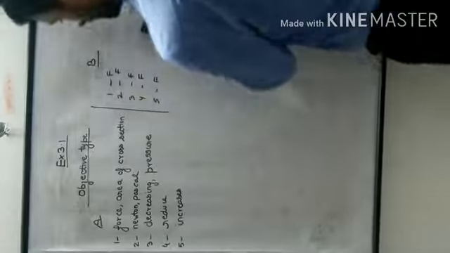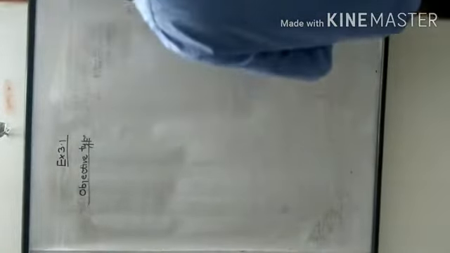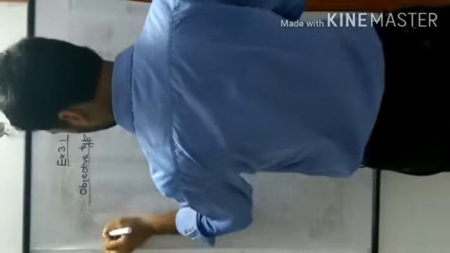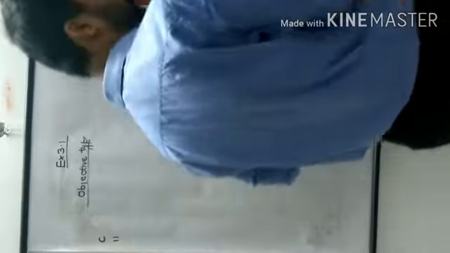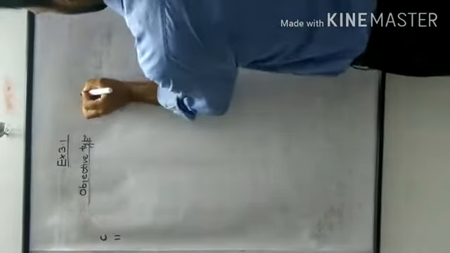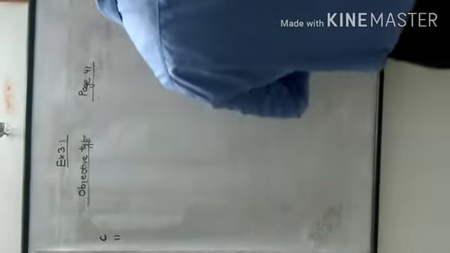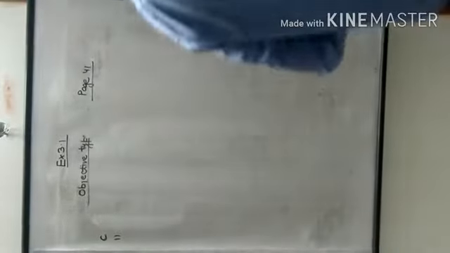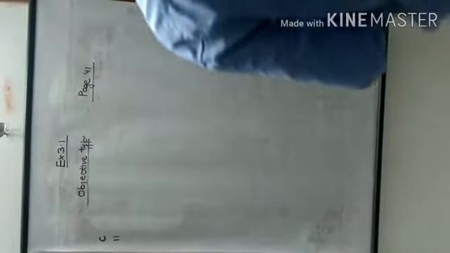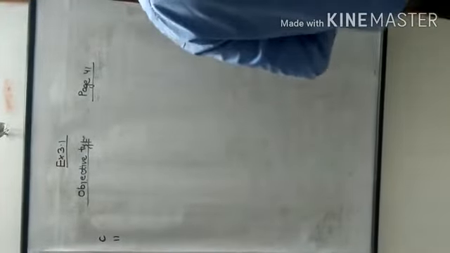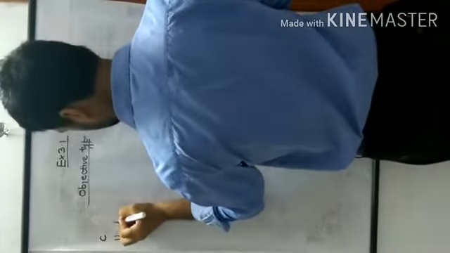Now, the C part, let's take it up. C part is again true and false only. These all things are on page 41. Straight long skis used by skiers reduce the pressure on snow. Obviously true, so that they can move smoothly.